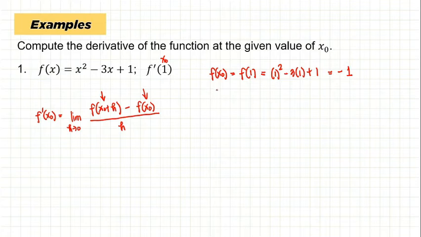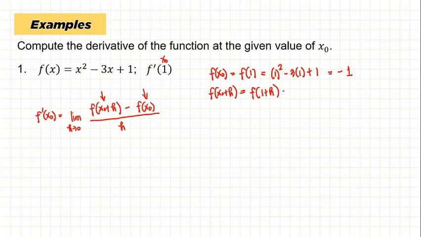Okay? Next is f of x sub o plus h. So this is now a composition of functions. All x's will become x sub o plus h. And since we already have the value of x sub o, this will now be equal to f of 1 plus h, where 1 is our x sub o. So you substitute 1 plus h to your x's.